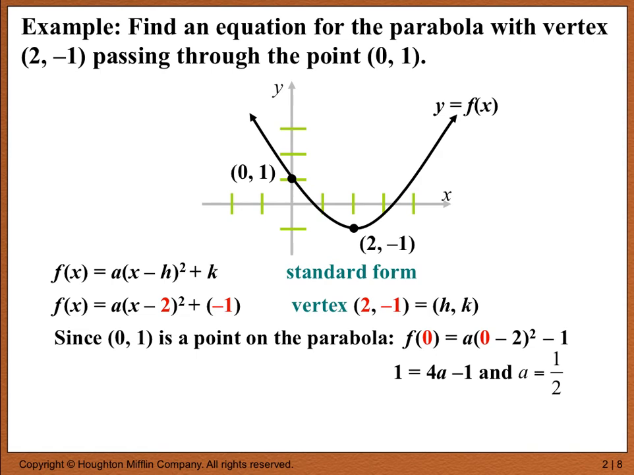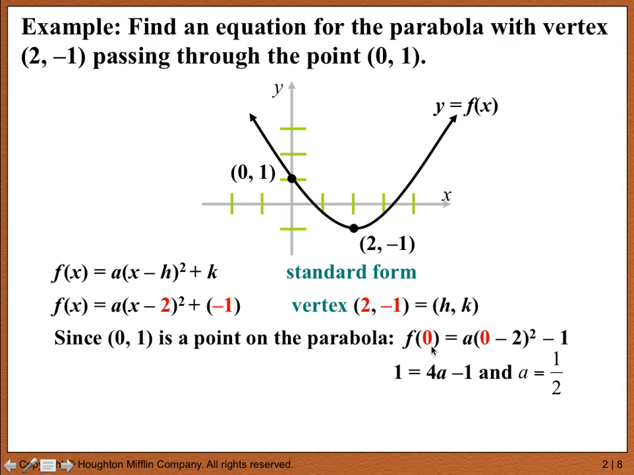And we know that (0, 1) is a point of the parabola. The parabola passes through (0, 1), and therefore the coordinate (0, 1) must satisfy the equation. So all we're doing here is plugging in the coordinates. Do you see how f of x over here is just f of 0, because the x-coordinate is 0, and then we plug it in over here, and we put the minus 1 down here, and therefore 1 equals 4a minus 1.